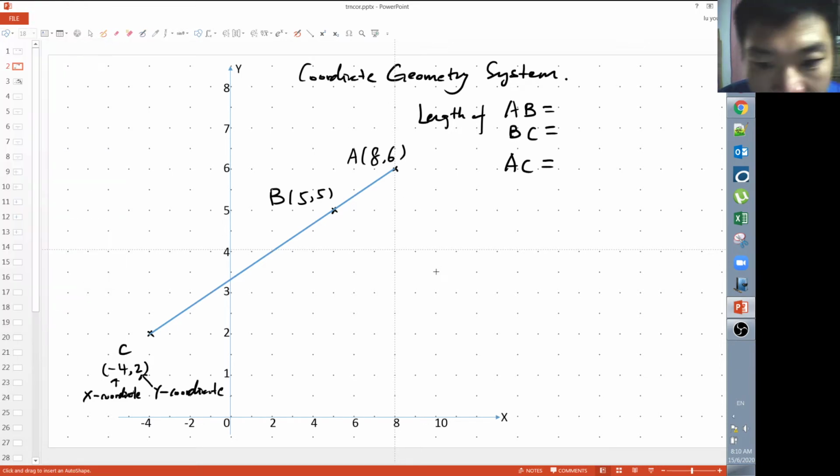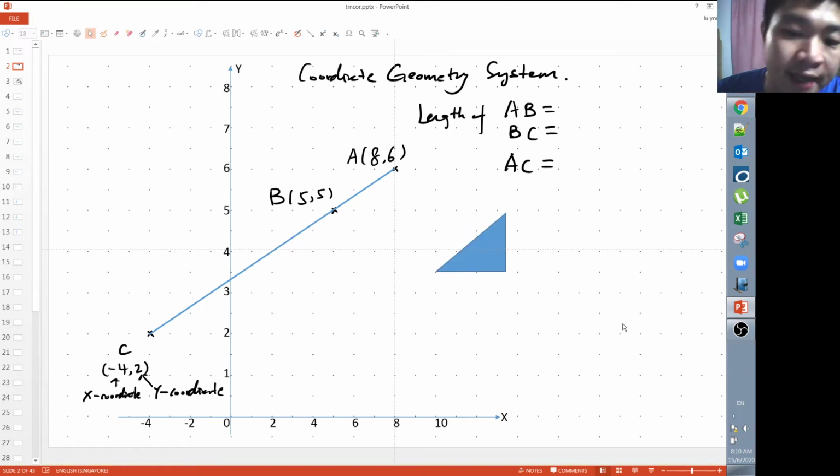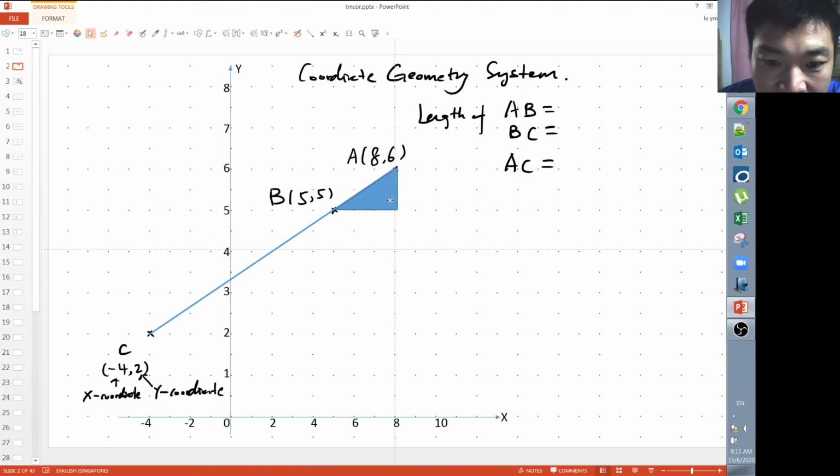Alright, so let me get a right angle triangle out first. Alright, so the technique here is, okay, if you are asked to find the length of AB, what you need to do is fit a right angle triangle such that your AB is the hypotenuse of the right angle triangle you fit. Right, so I hope you can see this is the right angle triangle that can fit. Okay, and AB is the hypotenuse.